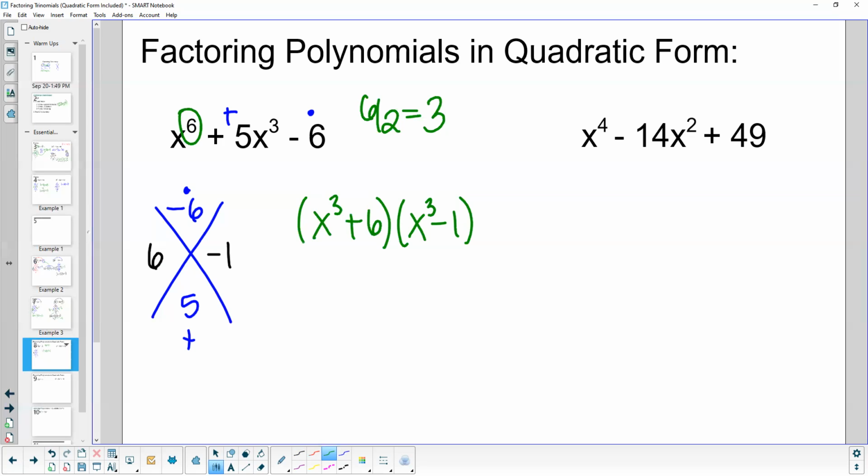So do you see how these exponents are no longer 1s? They're 3s. So now we can see, do I have a difference of cubes here with these? And guess what? We do. X to the power of 3 is x, x, and x. X to the power of 1 is 1, 1, and 1.